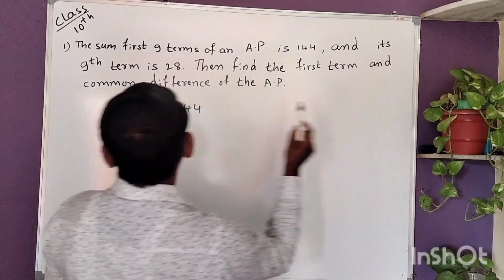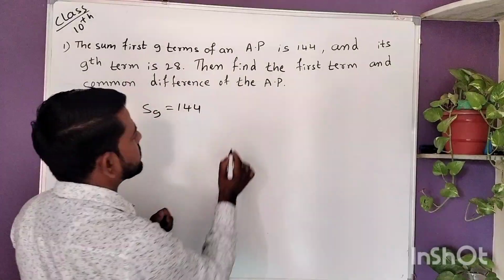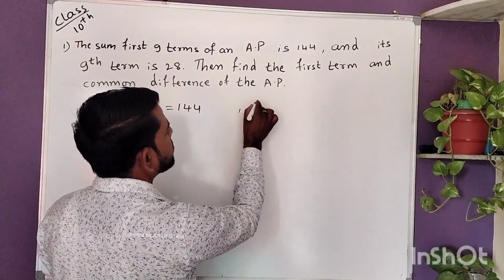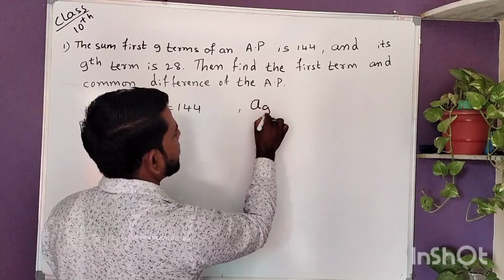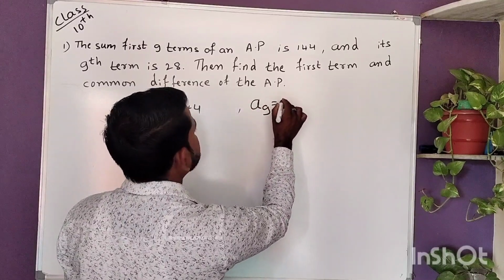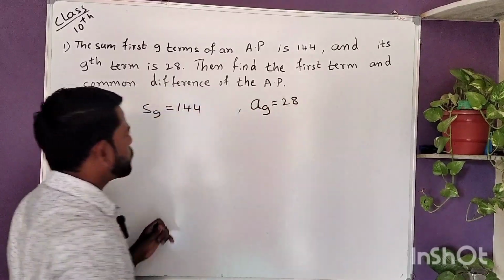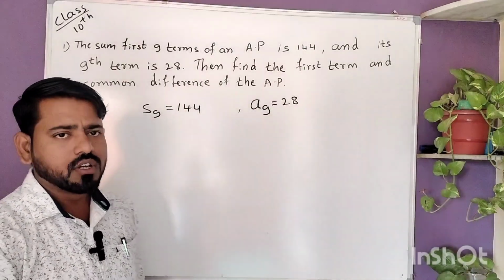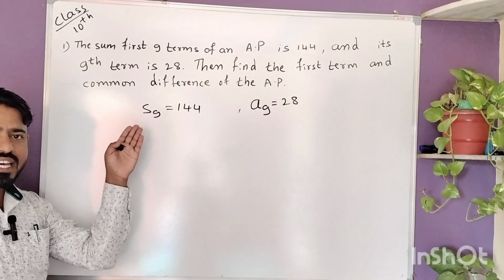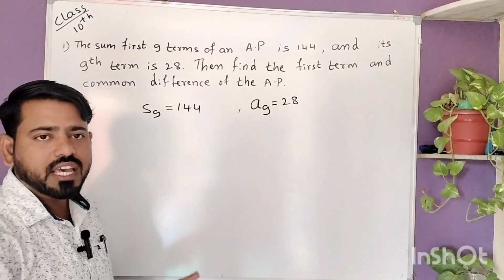And its ninth term is... So here they give the ninth term, that is A9. A9 is how much? 28. Most students have confusion how to write this one. So here you use Sn, here you use An.